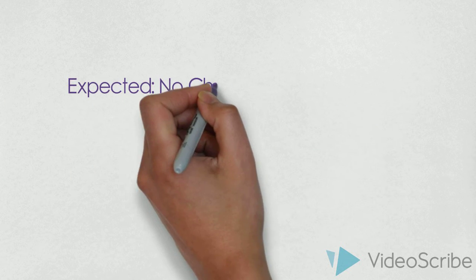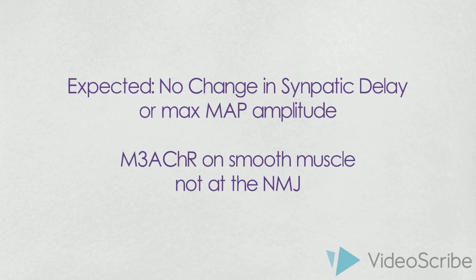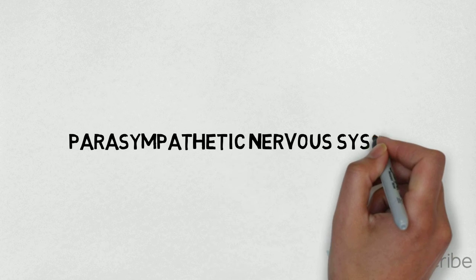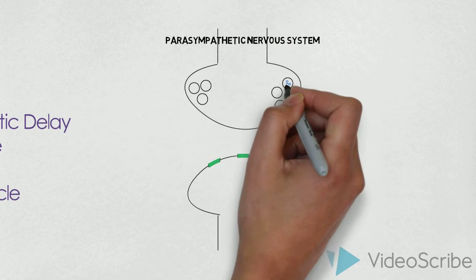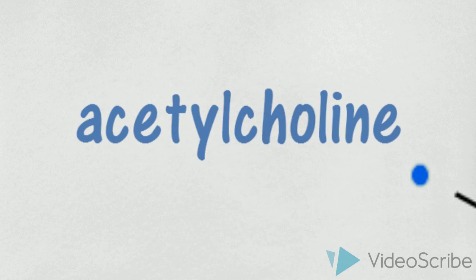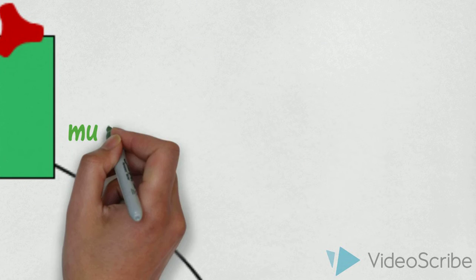For the experiment, we did not expect any changes to occur with atropine because atropine blocks muscarinic receptors, specifically on smooth muscle. In the parasympathetic system, atropine binds to cholinergic muscarinic receptors and competes with acetylcholine for the receptor. With atropine, acetylcholine can no longer bind to the receptor and initiate a Gq-coupled pathway, leading to contraction.